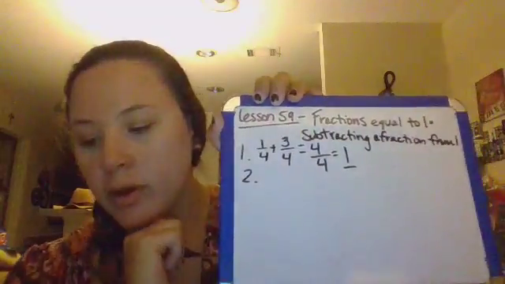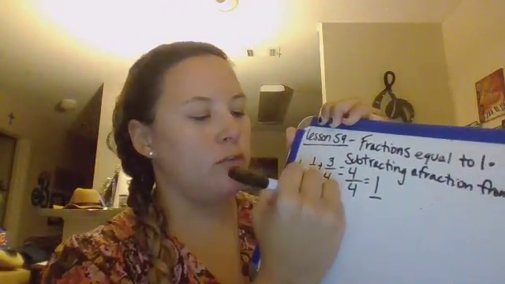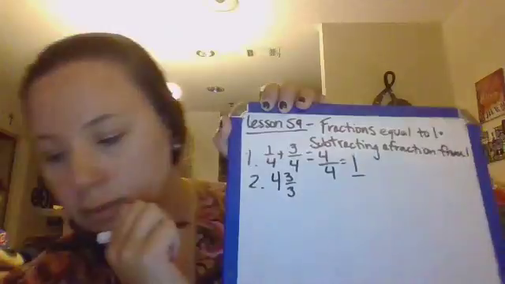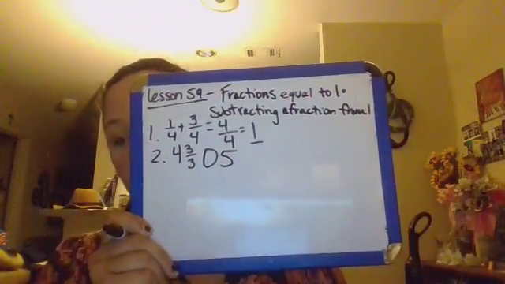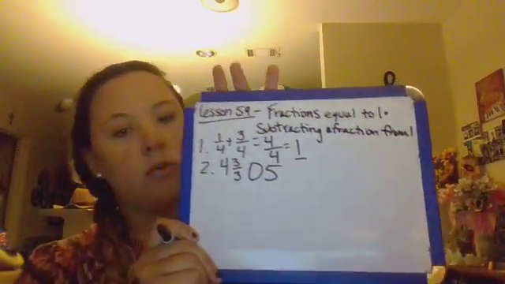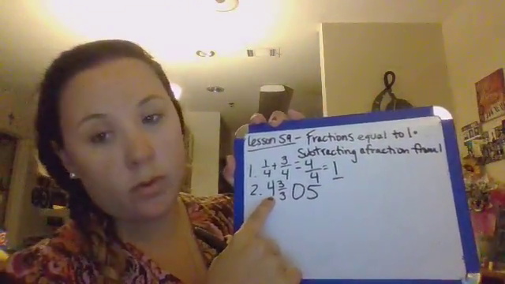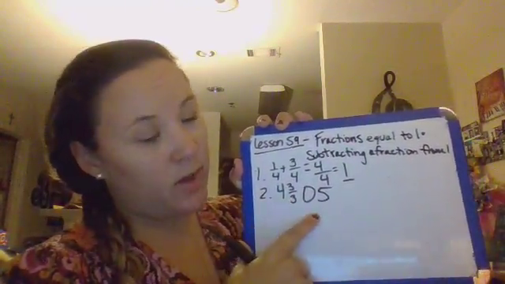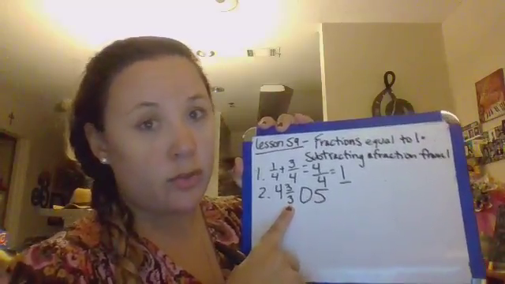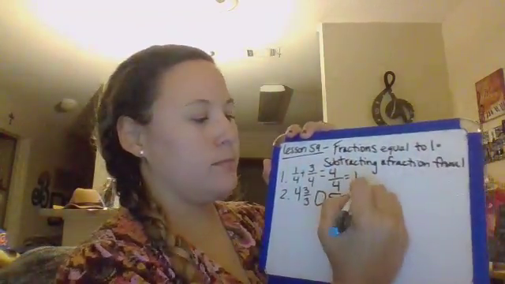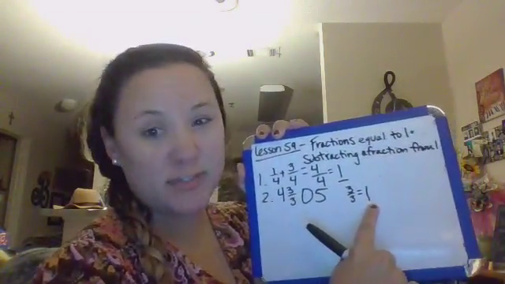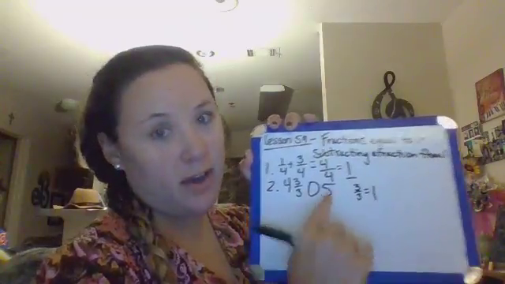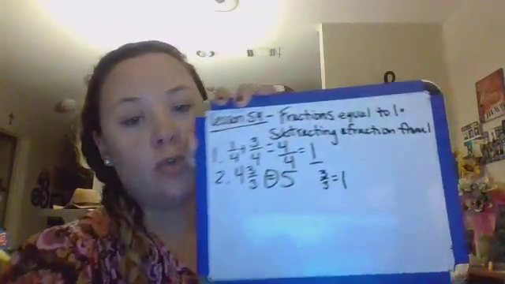All right, the second one, we're going to compare the fraction 4 3/3 and 5. So we want to know less than, greater than, or equal to. So if we look at this, we have 4. 4 we already know is less than 5, but we have 3/3. 3/3 is equal to 1. So we actually have 4 plus 1, which is 5, and 5 is equal to 5. So equal to would be our sign in there.